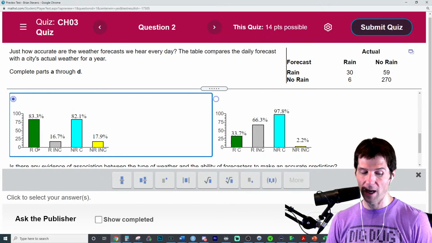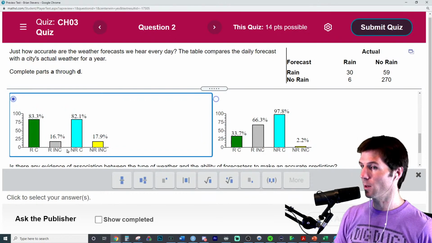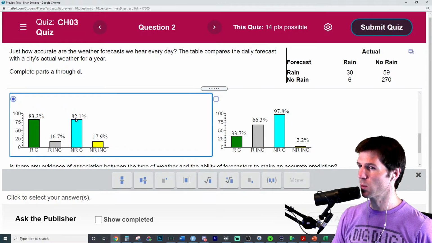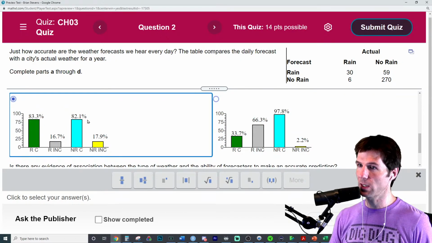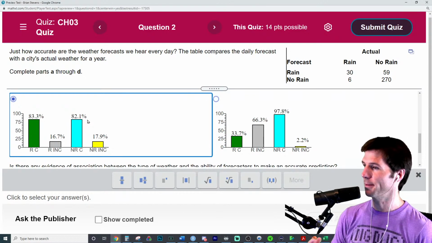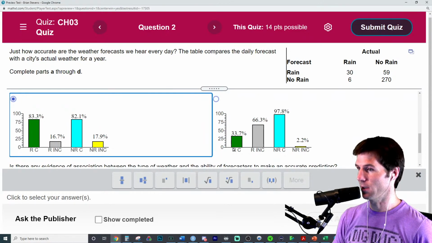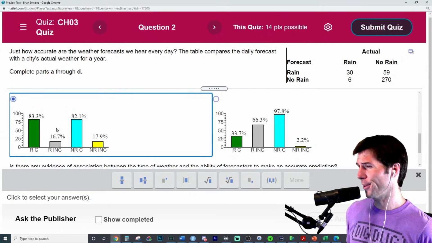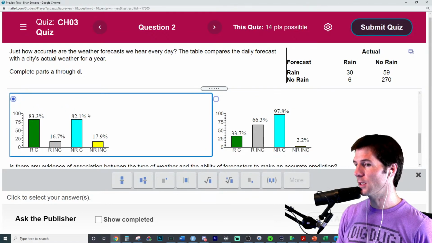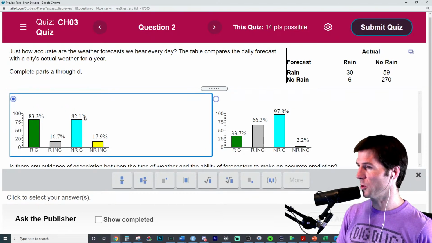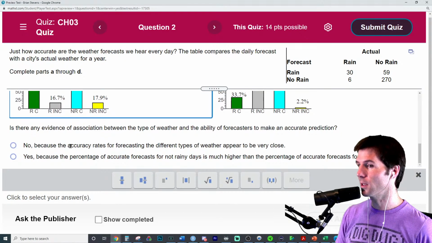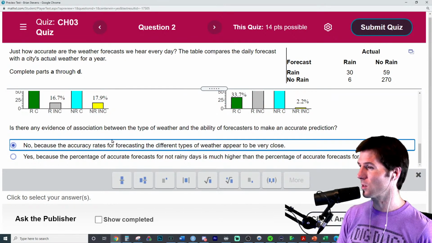Does it look like it really matters whether it rains or does not rain on the forecast being correct? What do you notice about these bars right here? Given it rained, the forecast is correct 83% of the time. Given it did not rain, the forecast was correct 82.1. We could check the numbers, but this is the right graphic because this one's not the 83.3 we see. Notice how they look very similar. So is there evidence of an association? No, because they're very similar.